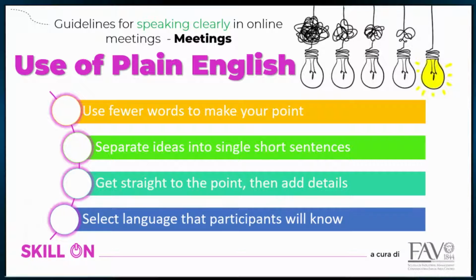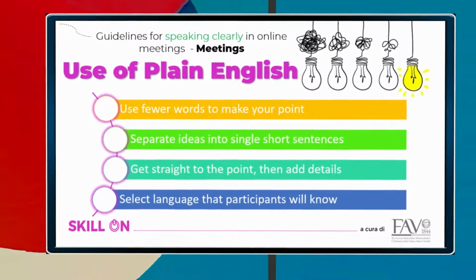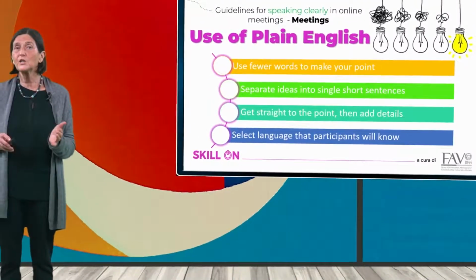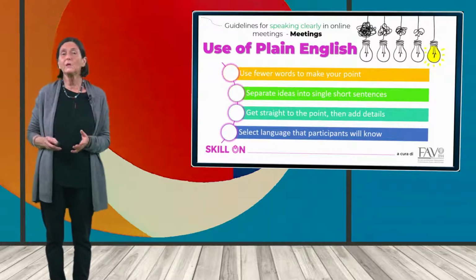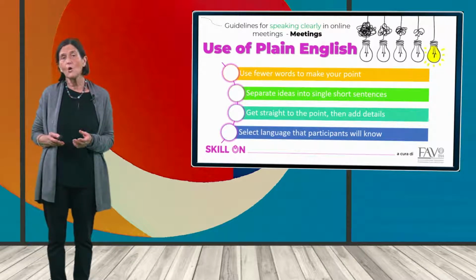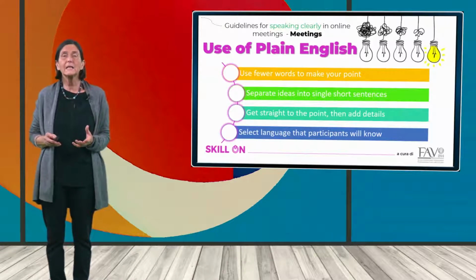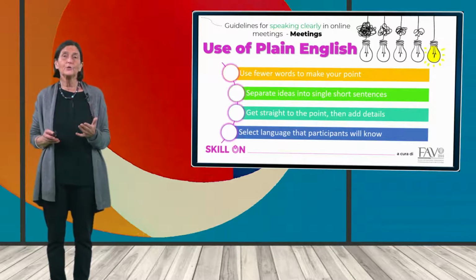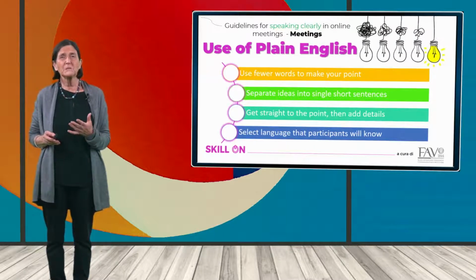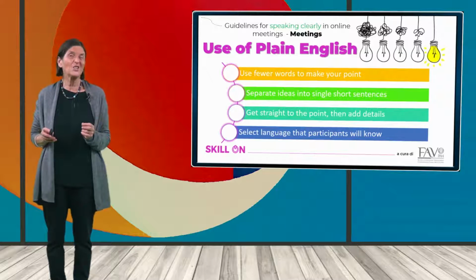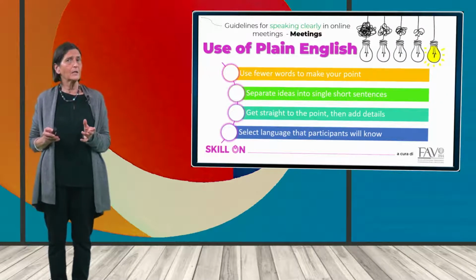The fourth point sounds simple. Select language that participants will know. So use appropriate language depending on the level of specific knowledge of your participants. Now that's easy if you know that the people attending are all agronomists, or all engineers, or all ICT experts. It's easy to use technical language with a lot of specific words. We call it jargon, il gergo, and that's perfectly appropriate.